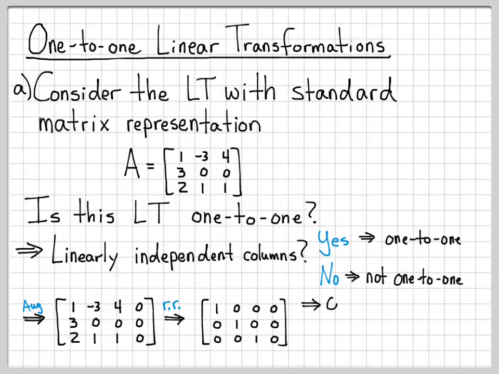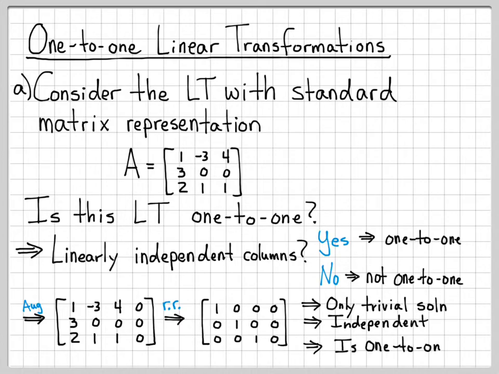We see that there's only one solution. x3 has to be equal to 0, x2 has to be equal to 0, x1 has to be equal to 0, so we only have the trivial solution. Since there's only a trivial solution, that means the columns are independent, and since the columns are independent, that means that this is a one-to-one linear transformation.